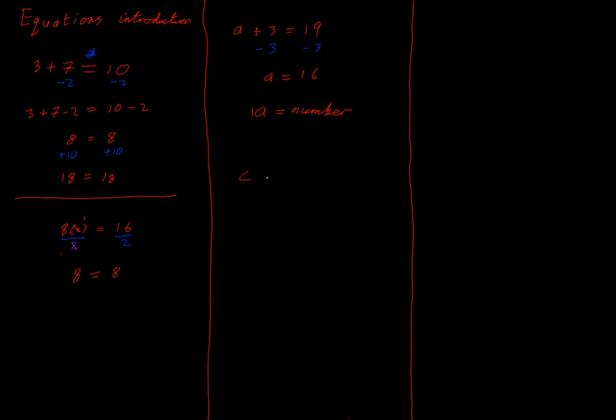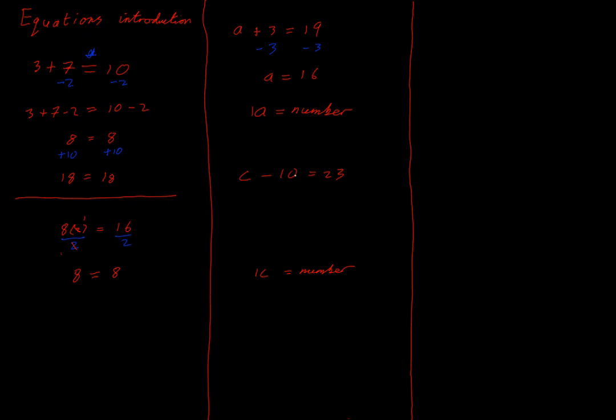C minus 10 is equal to 23. Now my aim is to end up with 1C is equal to number. I don't know what the number is yet. How am I going to get C by itself? I want to end up with 1 of C is equal to number.